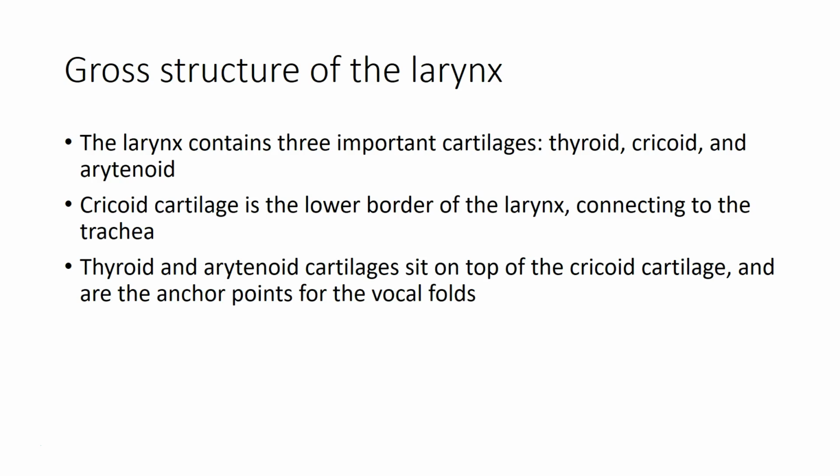The larynx has three important cartilages in it that you'll get to know very well: the thyroid cartilage, the cricoid cartilage, and the arytenoid cartilages. There are two of those, one on the left and one on the right. The cricoid cartilage is the lower border of the larynx and connects it to the trachea. The thyroid and arytenoid cartilages sit on top of the cricoid cartilage and provide the anchor points for the vocal folds.